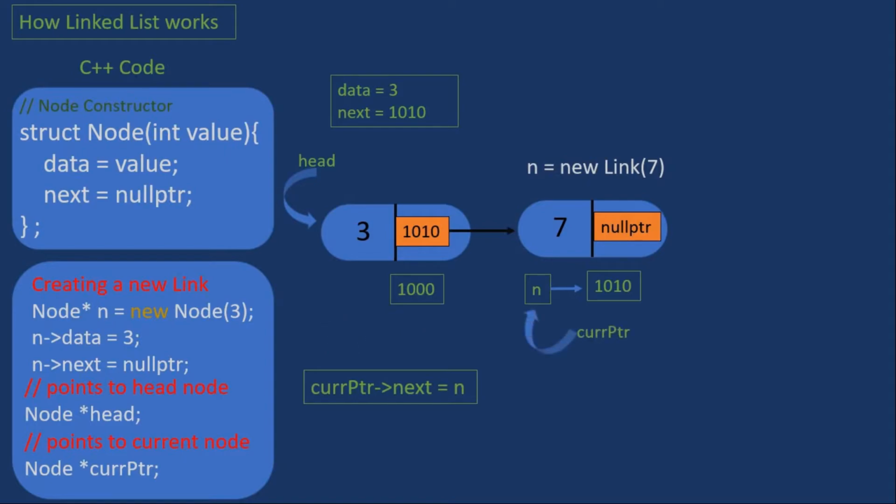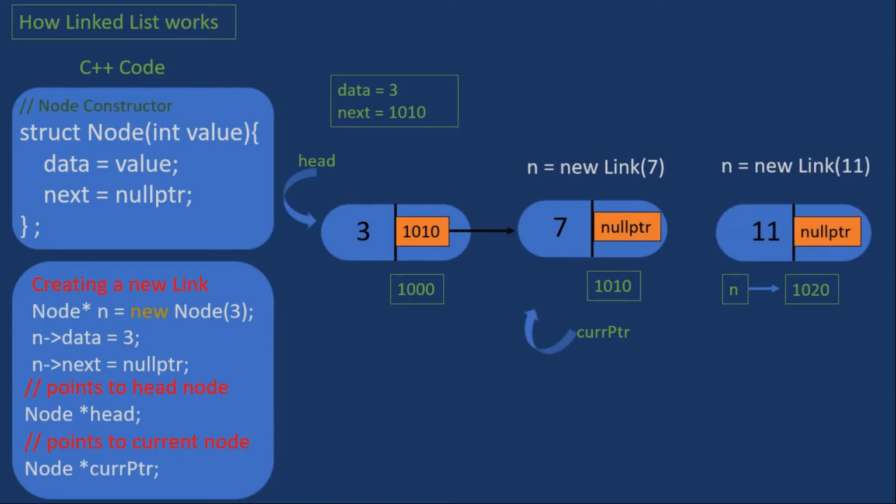Okay, let's do one more. Let's create a node that will store the number 11. We'll create a new instance of a node, and the n pointer of that node will point to location 1020 in memory. And since the current pointer is updated to point at the second node, we can access the next pointer of the second node to point at n, which is the location of the third node. And so we have connected the second and third nodes. And you can do this again if you want to add another node.